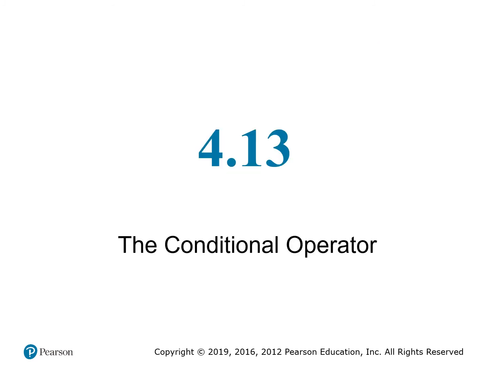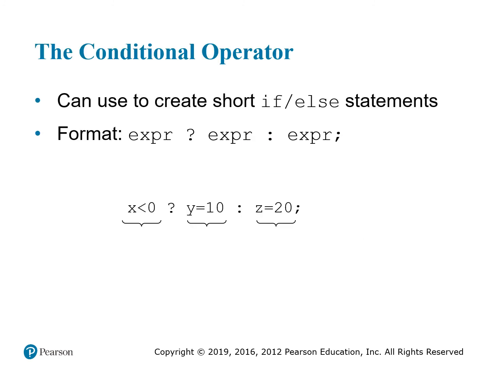Okay. We also have something called a conditional operator. There are two ways this can be used. It can be used to create short if-else statements. So this could be one line of code. We check the condition x less than 0.